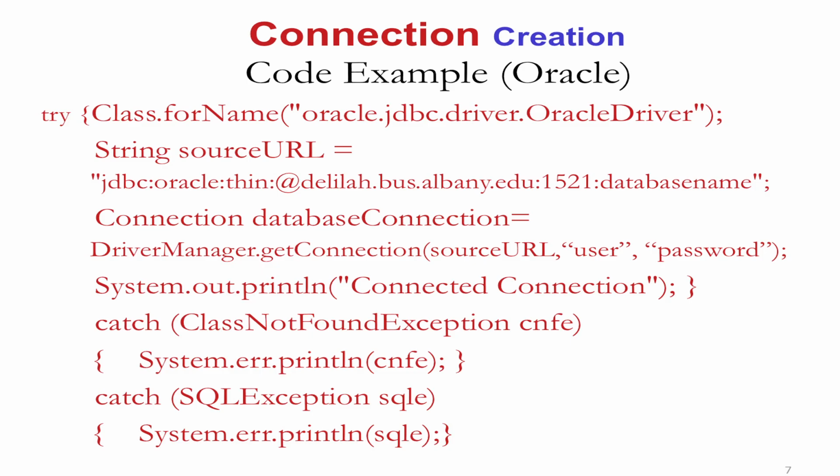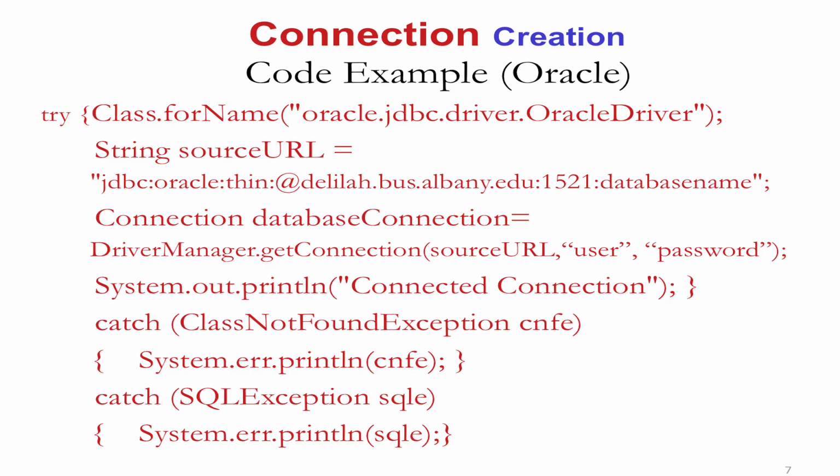And the fourth line is System.out.println("connected connection"). This is the message. If everything is successfully executed, then the message "connected connection" will be displayed. And you can see here the catch block, catch ClassNotFoundException. Suppose any class like the Connection class or the DriverManager class is not found, then automatically it will execute this catch block.